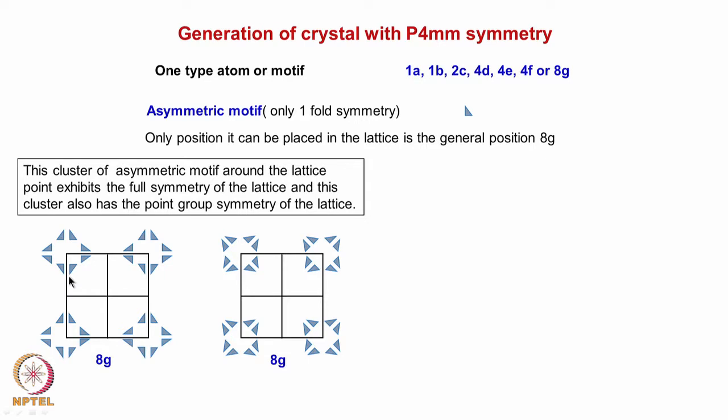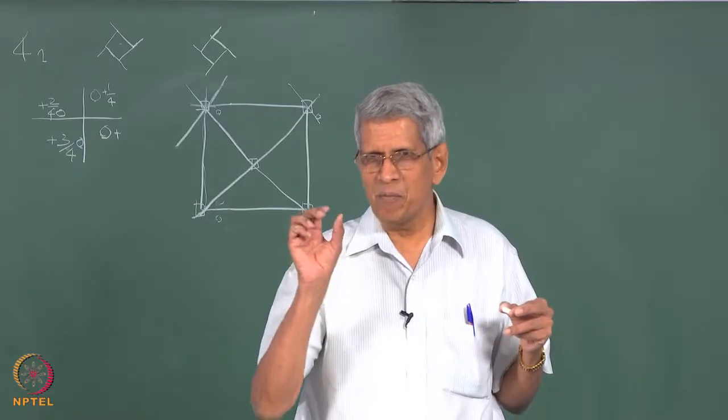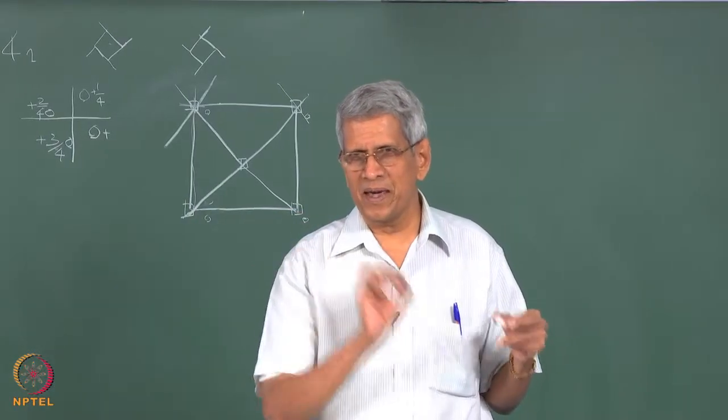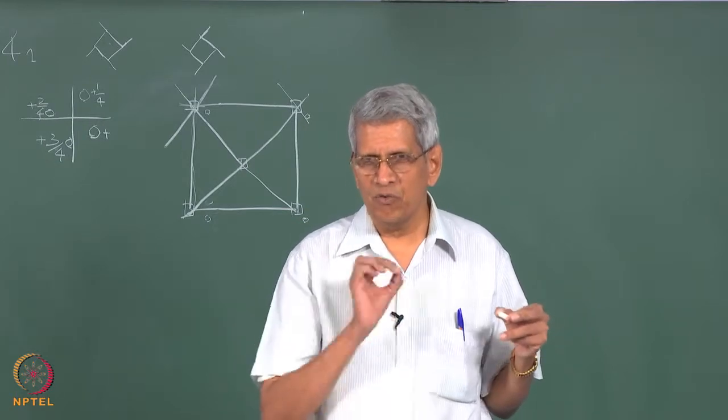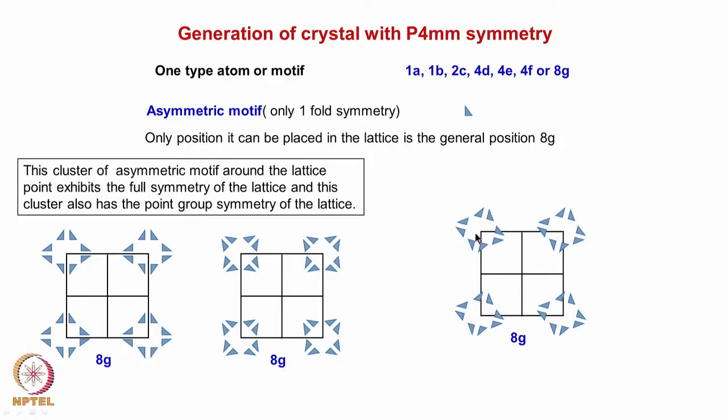What is the other position in which I can keep it? If I rotate it by 45 degrees, this also exhibits that symmetry, right. So, these are the 2 positions in which a motif cluster can be kept satisfying 4 mm symmetry. You consider this case, it has been rotated by a small angle.